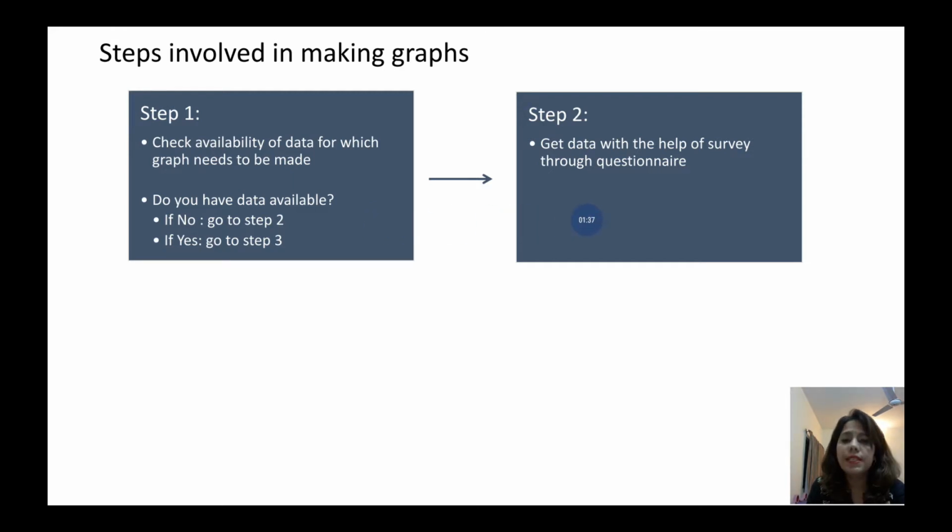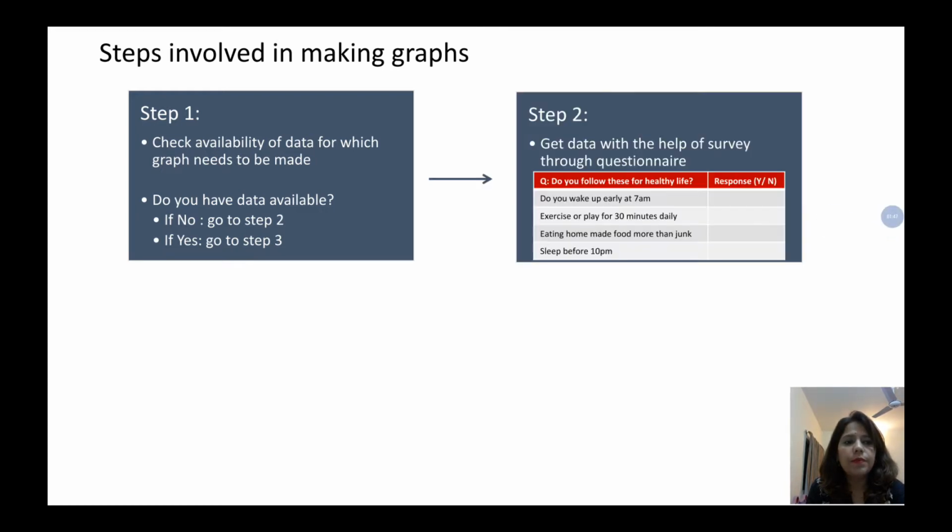That's very simple. You can just make a questionnaire, conduct a survey, and distribute your forms, and people will fill it. Like over here, I have taken a question set for healthy lifestyles, with very few questions. Are you waking up early in the morning? Are you going to bed on time? Are you doing some exercise? And do you like homemade food or junk food? These were simple questions, and you can answer them in yes or no.